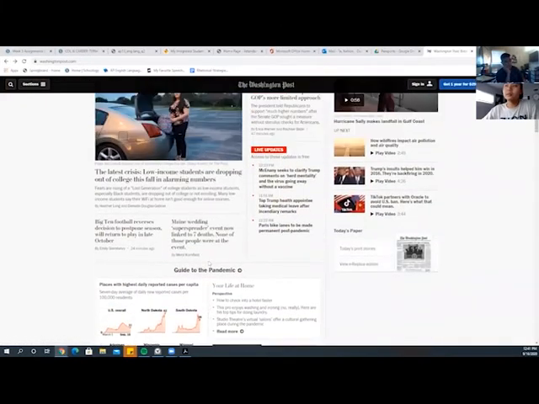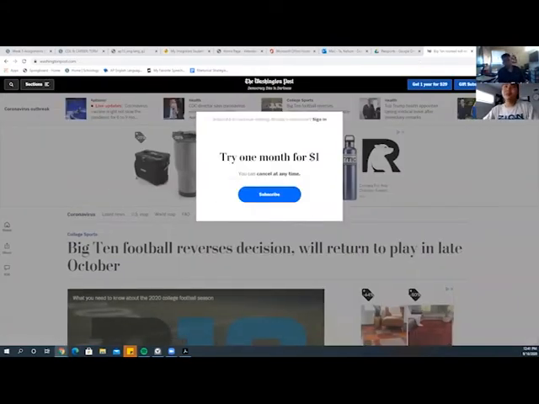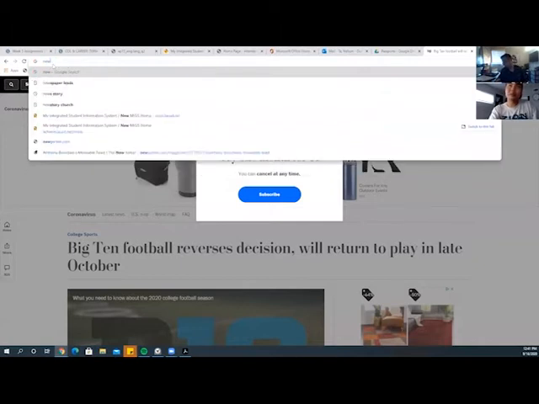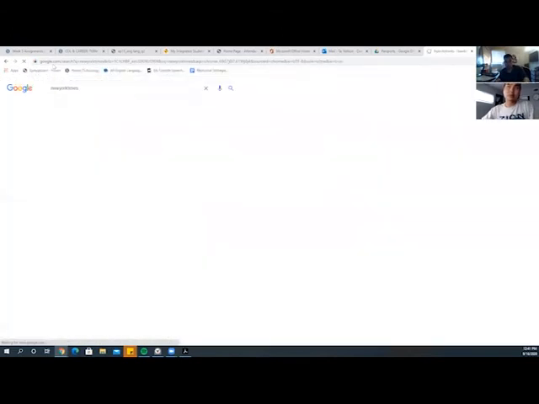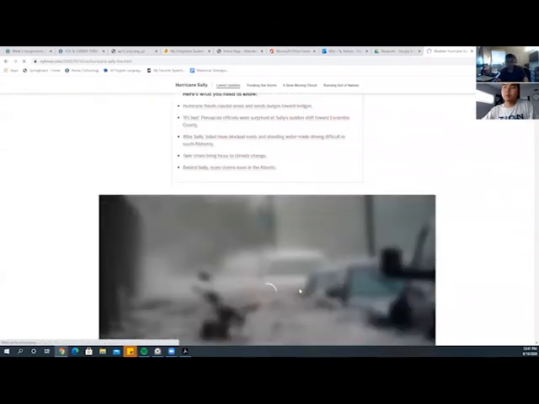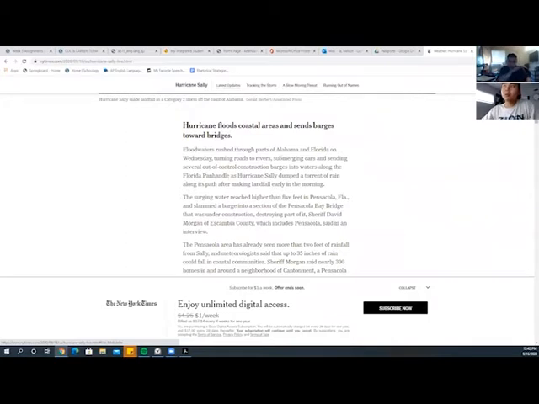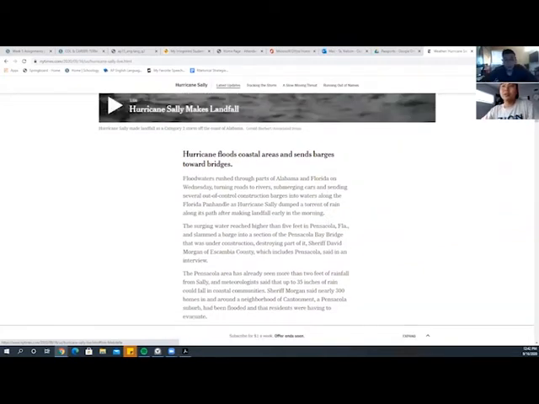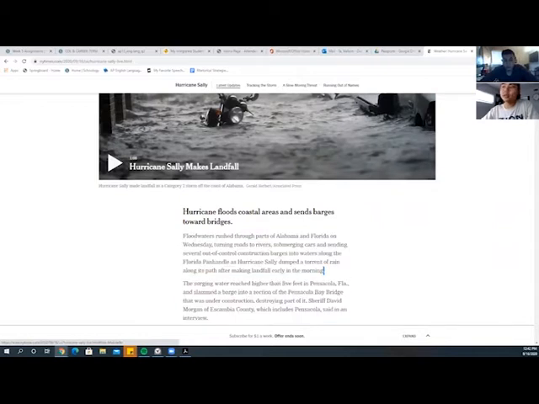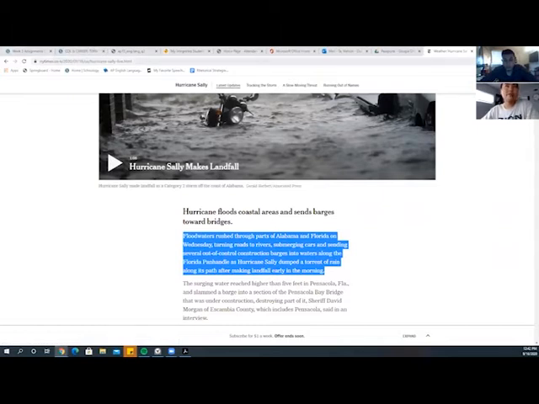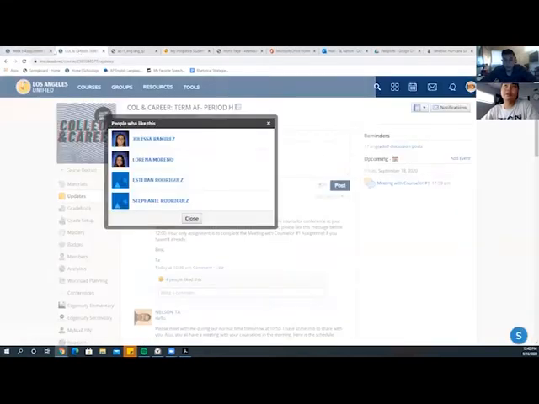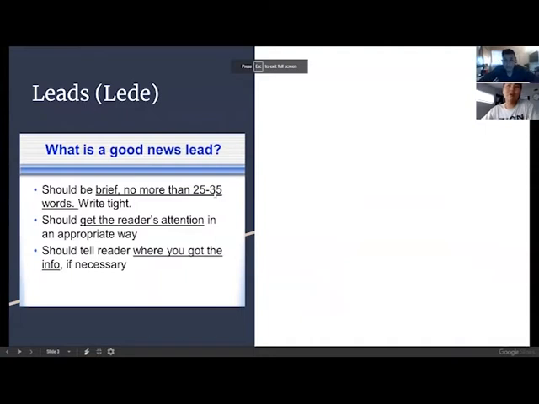If you look at any other article, it follows that same thing. So if you guys follow sports, I hit the paywall already. Let's go New York Times. Floodwaters rushed through parts of Alabama and Florida on Wednesday, turning roads to rivers, submerging cars, and sending several out-of-control construction barges into water along the Florida Panhandle. We know the who. We're talking about the floods. We know the what, the floods are destroying things. We know the where, which is Alabama. So if you look at any first sentence of articles, the lead, it always gives us the 5 W's. That's what I want you to see, the 5 W's, the lead. In the very first 25 to 35 words, we understand what the article is about.